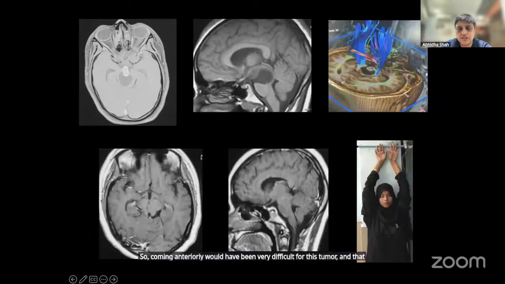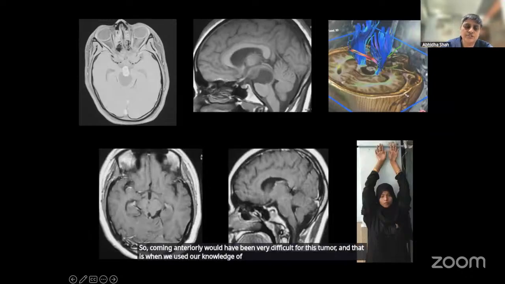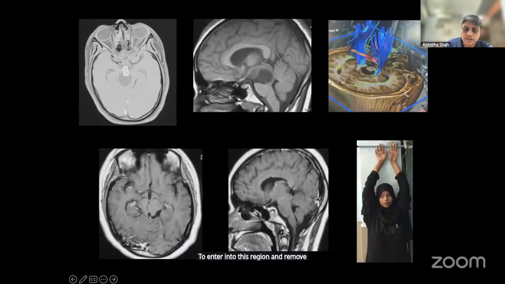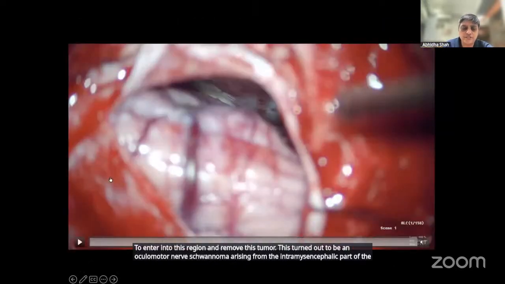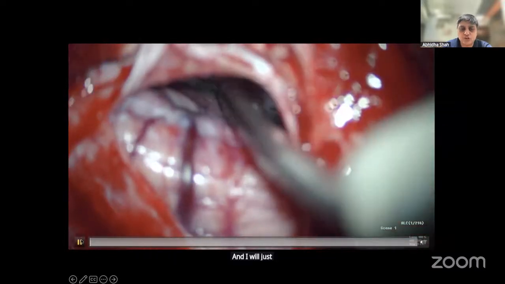And that is when we used our knowledge of anatomy to describe this avenue to enter into this region and remove this tumor. This turned out to be an oculomotor nerve schwannoma arising from the intramesencephalic part of the oculomotor nerve. And I will just show you a part of a short video.